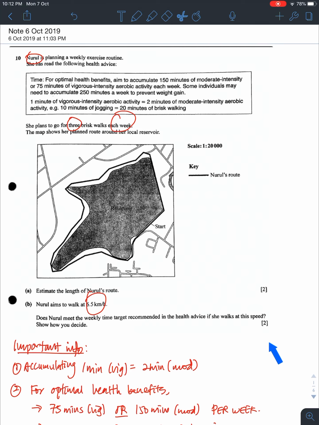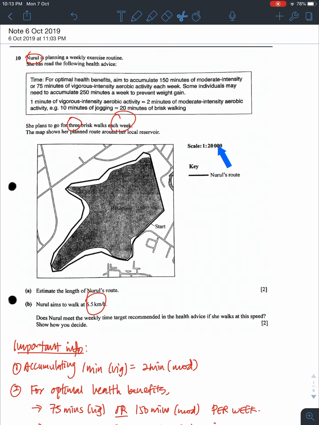In this question, we have this person, Nuru, and she's planning a weekly exercise routine. Basically, what she's going to do is go for 3 brisk walks each week. So 1 week, 3 times, and the map below shows her route, which she walks around this local reservoir. In addition to this map, the map scale is also given: 1:20,000. Take note that the units for both numbers are in cm. So 1 cm on the map represents 20,000 cm on the actual ground.